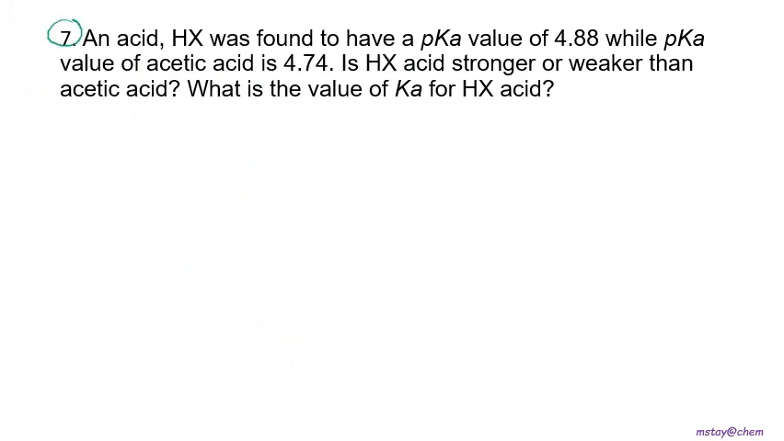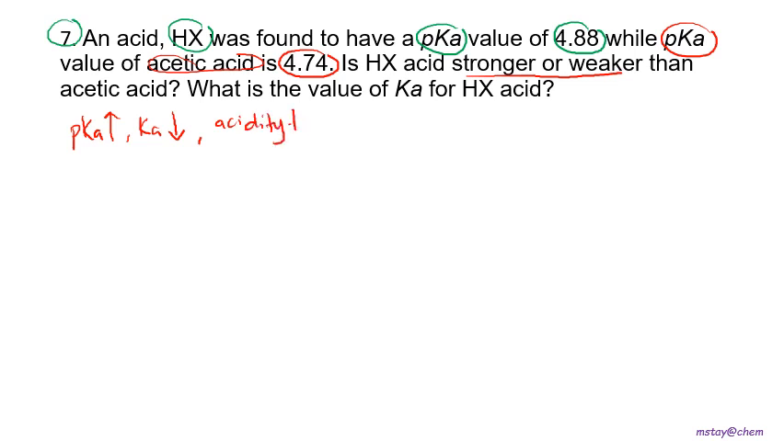Question 7. An acid HX was found to have a pKa value 4.88, while pKa value for acetic acid is 4.74. Which one is stronger? So as we know, if pKa value is higher, the Ka value will be smaller, and then the strength of the acidity is lower as well.